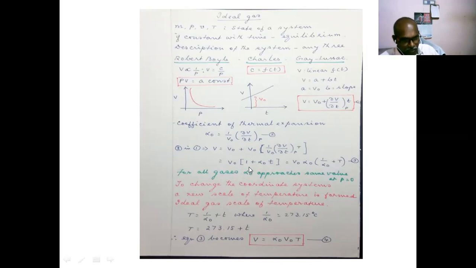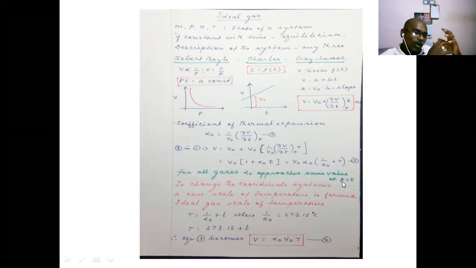Now, if you carefully look at the behavior of alpha 0, for all gases, alpha 0 approaches the same value at pressure 0. When you go on decreasing the pressure, when the pressure becomes 0, for all the gases, alpha 0, that is the coefficient of thermal expansion, approaches the same value.